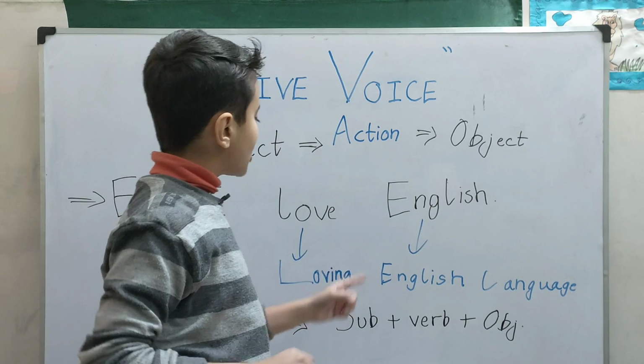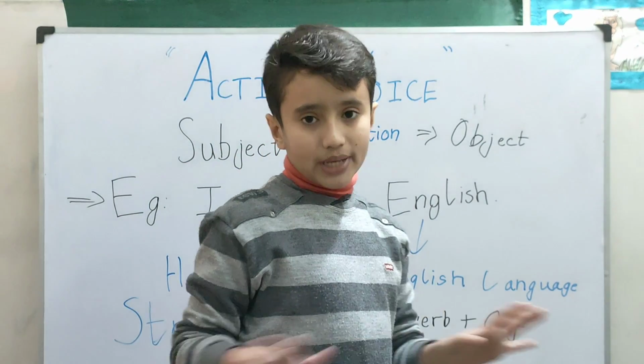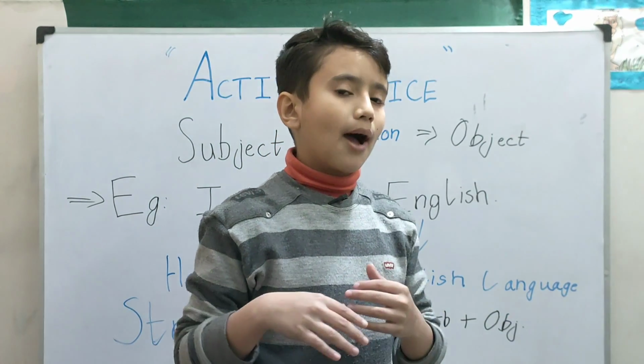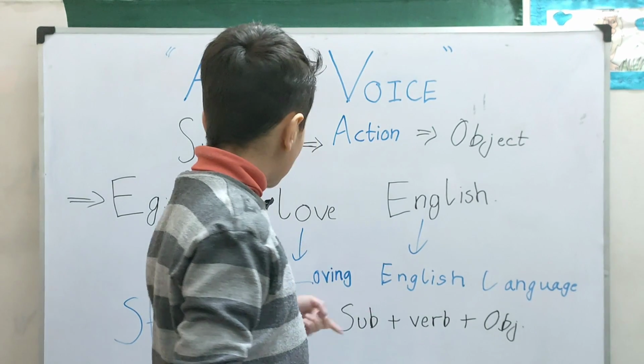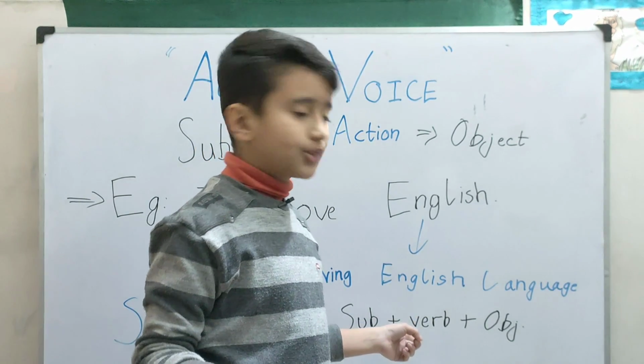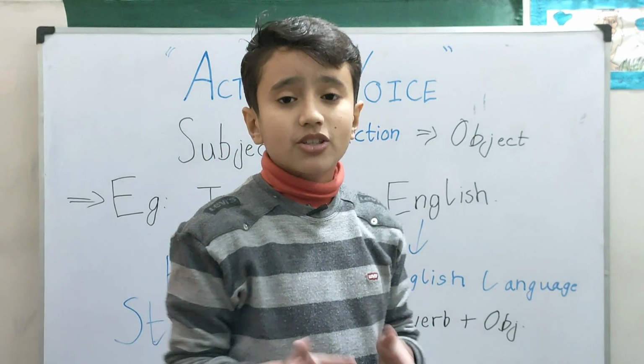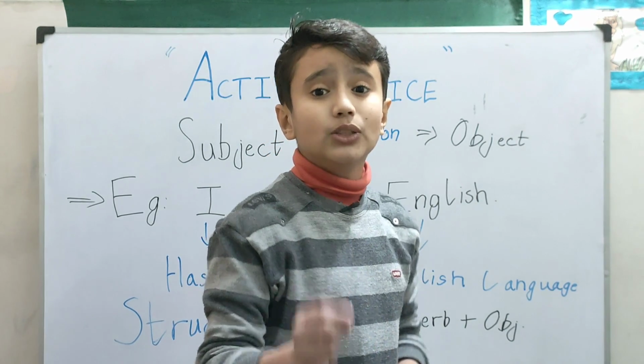So the structure is subject plus verb plus object. You can add a few things if you want. You can do a lot of things. So subject plus base form of the verb plus object. This is the structure. If you guys want to write it, you should.